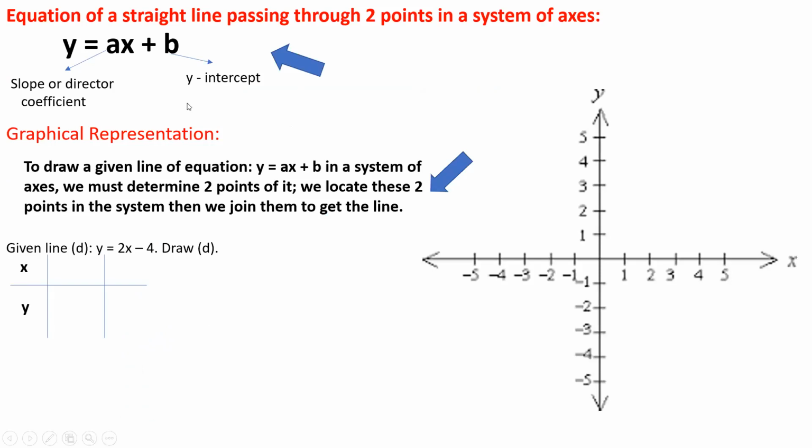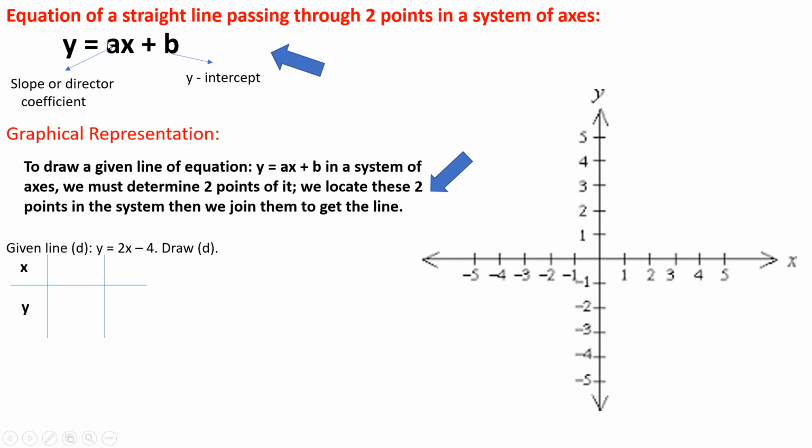Finally, we will talk about the general equation of a straight line passing through 2 points in a system of axes. Also, as we have points in a system of axes, we have straight lines. Please don't forget, always when we talk about a straight line in a system of axes, it's written in this way: y equal ax plus b.